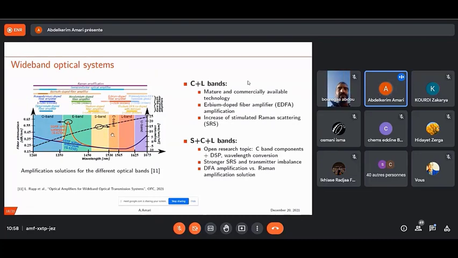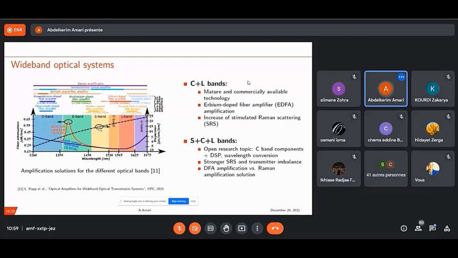There are two ways now being investigated to transmit in the S-band. The first way is to use C-band components, because there is no other choice, and then compensate the imbalance using DSP. And the second approach is we can use the C-band components and generate the signal in the C-band, but then do wavelength conversion to the S-band and transmit in the S-band.